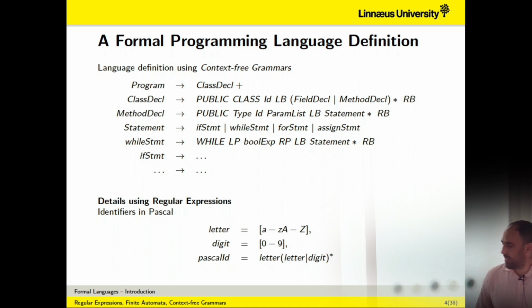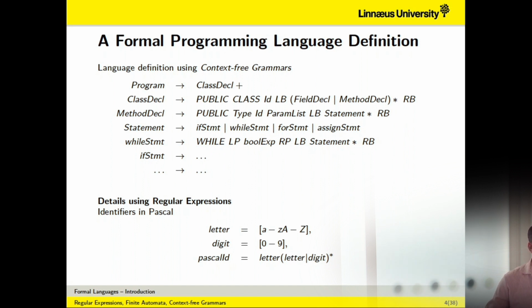Similarly, if we talk about Pascal, the Pascal identifier rule is that it should start with a letter, and the letter could be a capital or small letter A to Z. And after the letter, for example if you are starting with A, it could contain either another letter or a digit.